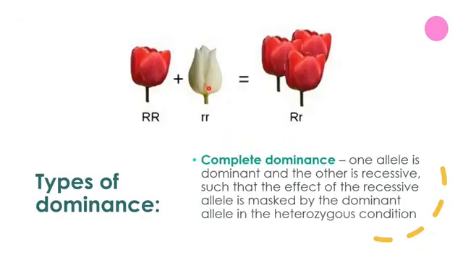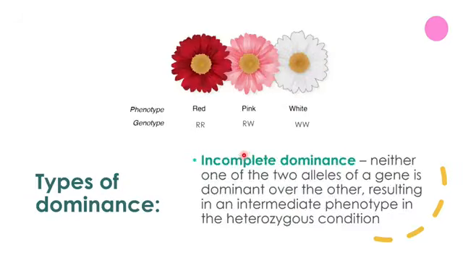Here we can see there's only two colors. There's either red or white. You will not find a third characteristic. There's only two characteristics, and that is typically of your complete dominance. If I jump over to incomplete dominance, I can see that there's a third characteristic.